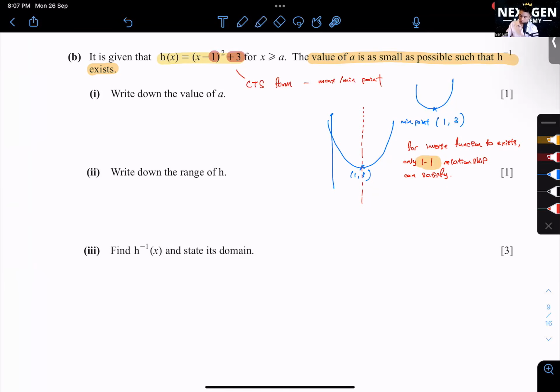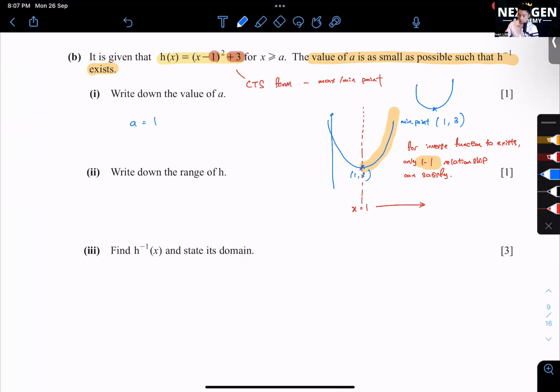So we want to cause this graph to be a one-to-one relationship. How do I cause this graph to be one-to-one? This is actually part of your syllabus, when you all learned quadratics. You only take one part. So what they are saying here is that we only want this part. Where do you find this part? You just take your maximum or minimum point, because this is x equals 1, so only this part exists. Therefore, your A is equals to 1.